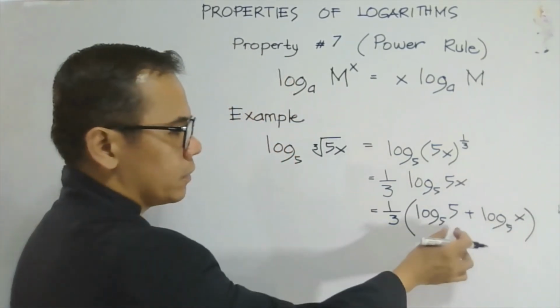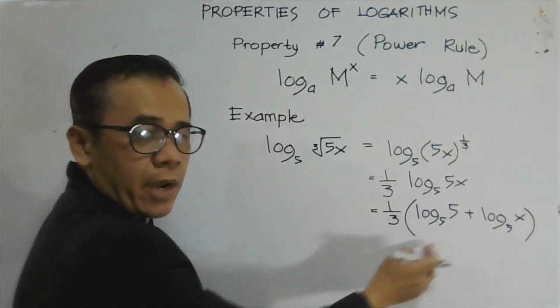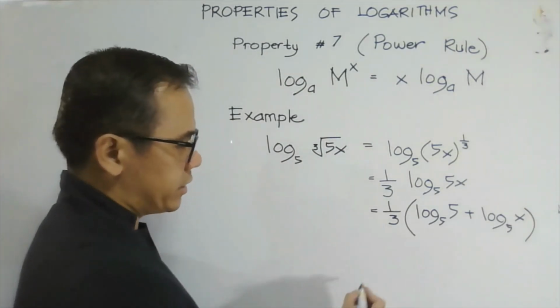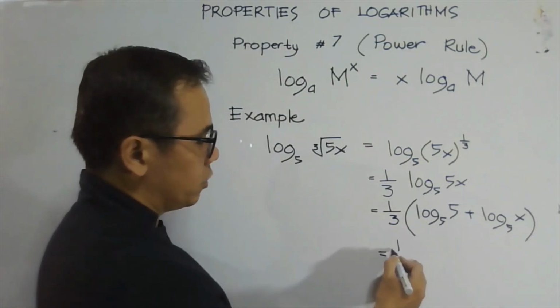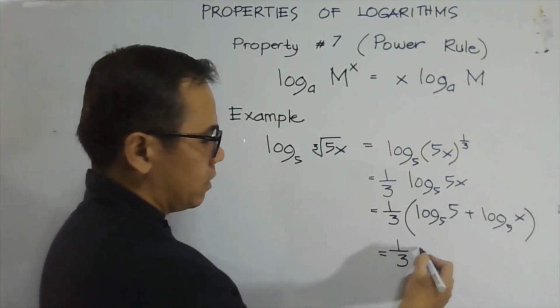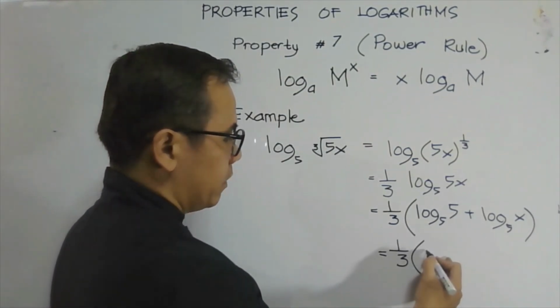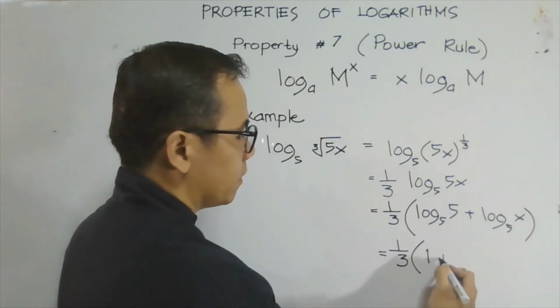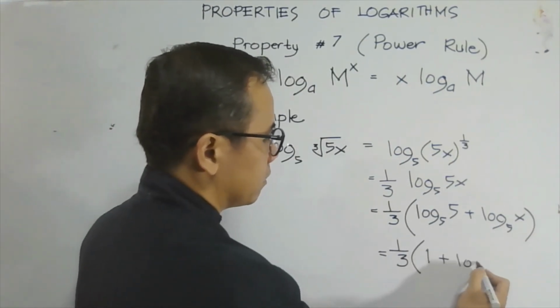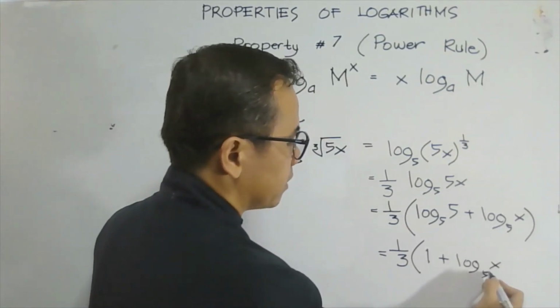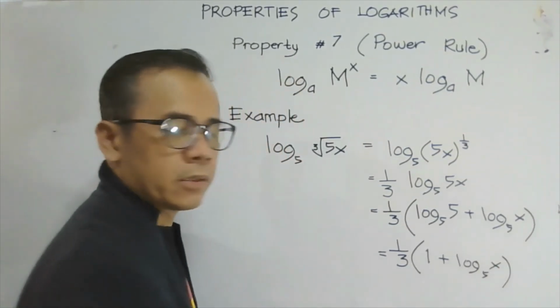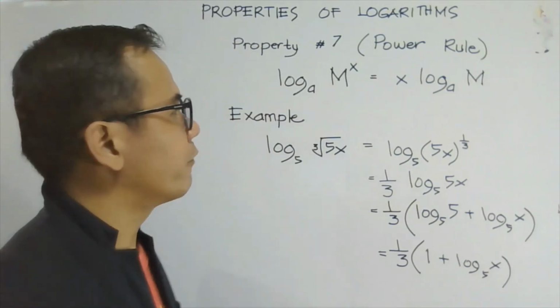As we all know, the log of 5 base 5 is equal to 1. So let's just simplify further. This is now equal to 1/3 multiplied by 1 plus log of x base 5. This is now our final answer.